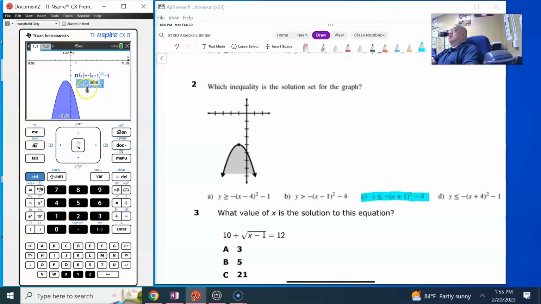y is less than or equal to negative (x plus 1) to the second power minus 4, because I know 1, negative 4 is a vertex, and I know it's going to be shading below, so your answer is C.